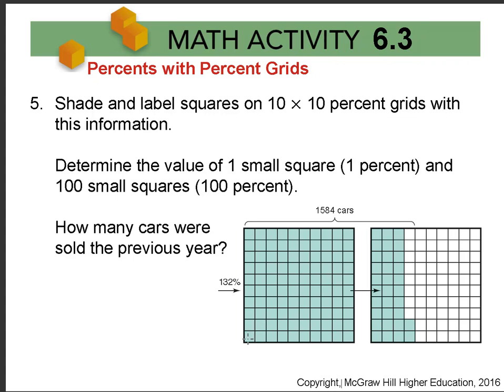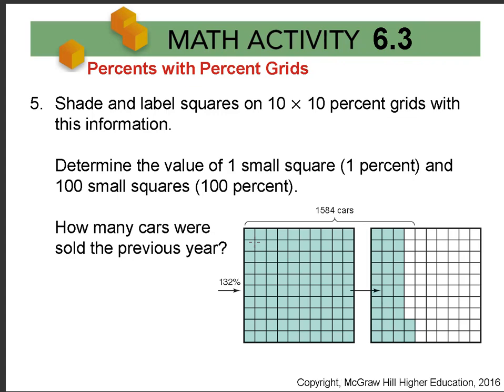Determine the value of one square. We have how many cars, we have how many squares, and how many cars were sold the previous year. So it's a little straightforward problem solving.